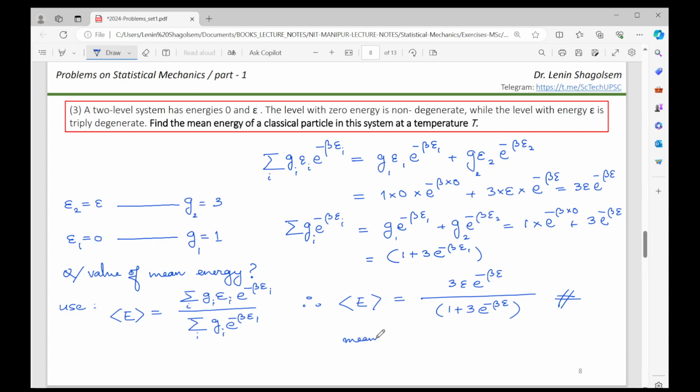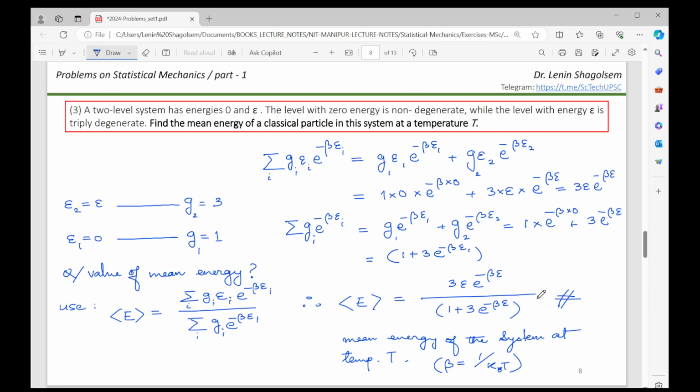Mean energy of the system at temperature T. Why I'm saying temperature T, because we have to remember beta is 1 over kBT. So here we have already calculated the partition function, and using that we also obtain the value of the mean energy as follows.